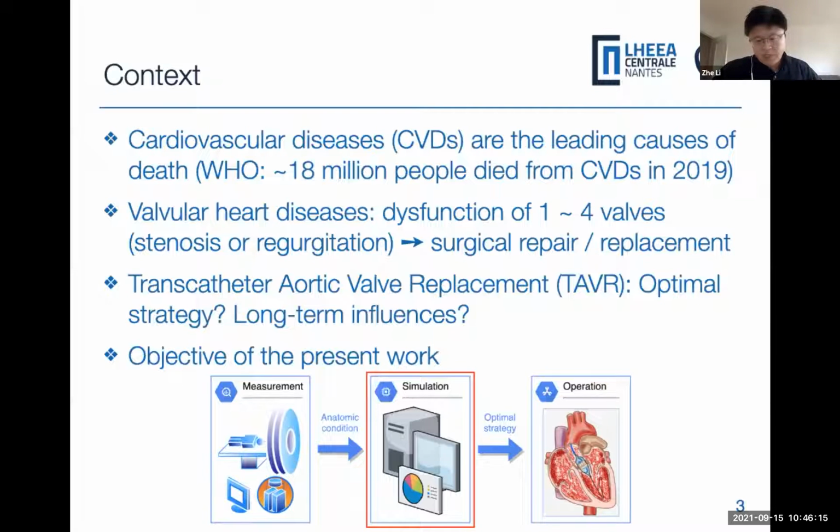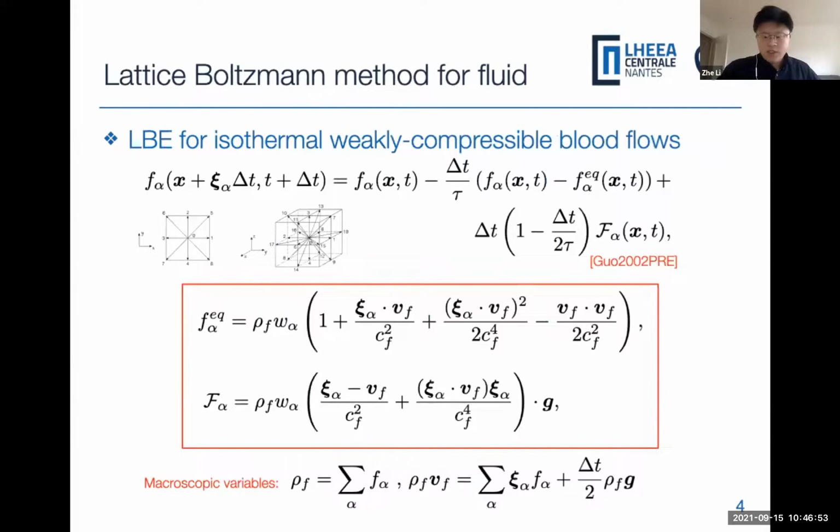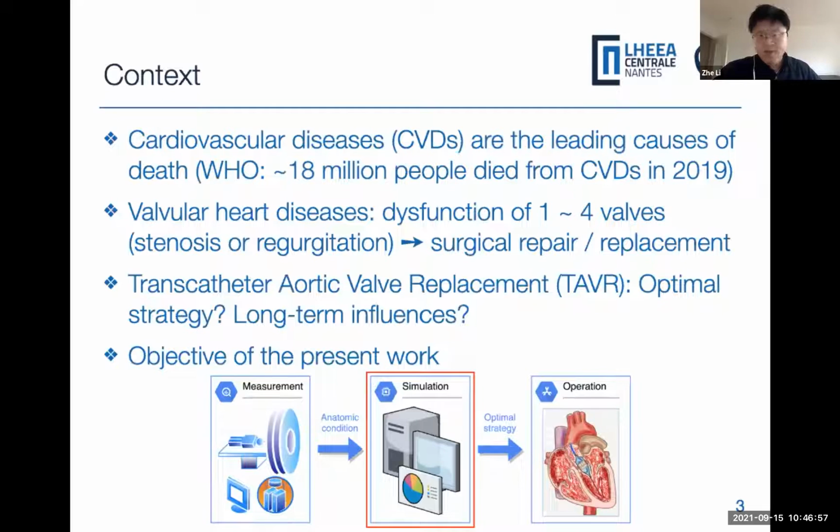So the objective of the present work is to propose a numerical coupling framework in order to build up a virtual surgery platform, in which we start from measurements in the hospital using MRI, for example, in order to get the geometry of the anatomic condition of each patient. Then we send this information to the numerical simulation framework, and we can carry out a series of different numerical simulations. This will provide some suggestions to the surgeons to finally choose the optimal strategy in the realistic operation on the patient.